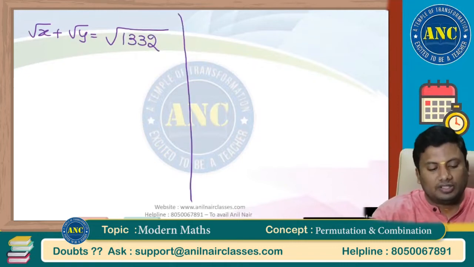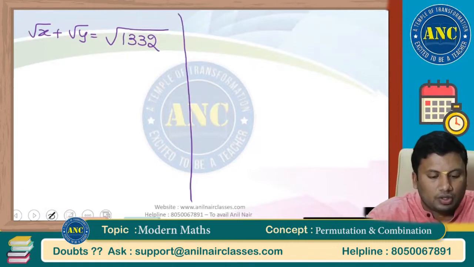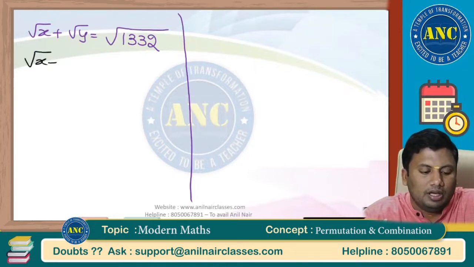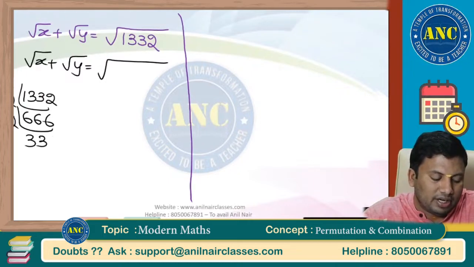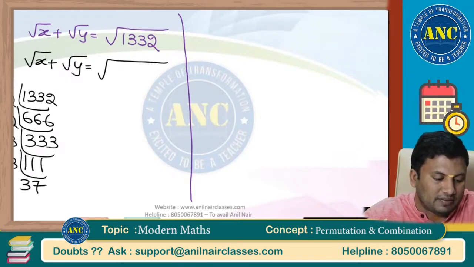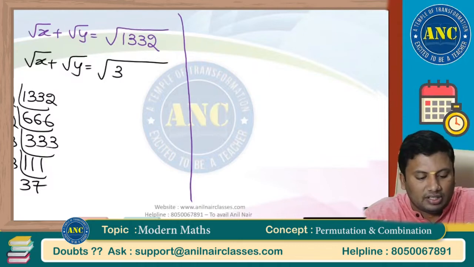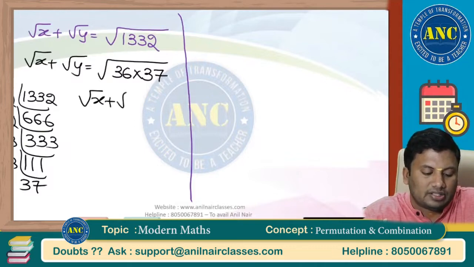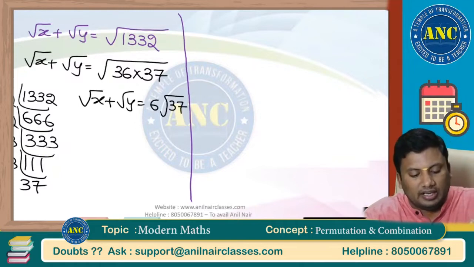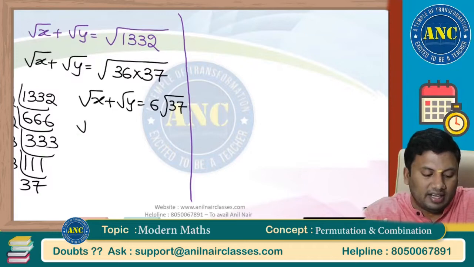Another derivative of this. Root x plus root y is equivalent to root of 1332. If I factorize 1332, these are nothing but 666, 2 333, 3 111, and 3 37. 4 nines are 36, which is root 36 into 37. I factorized it, so root x plus root y is nothing but 6 root 37. Now if you see, root 37 is irrational.